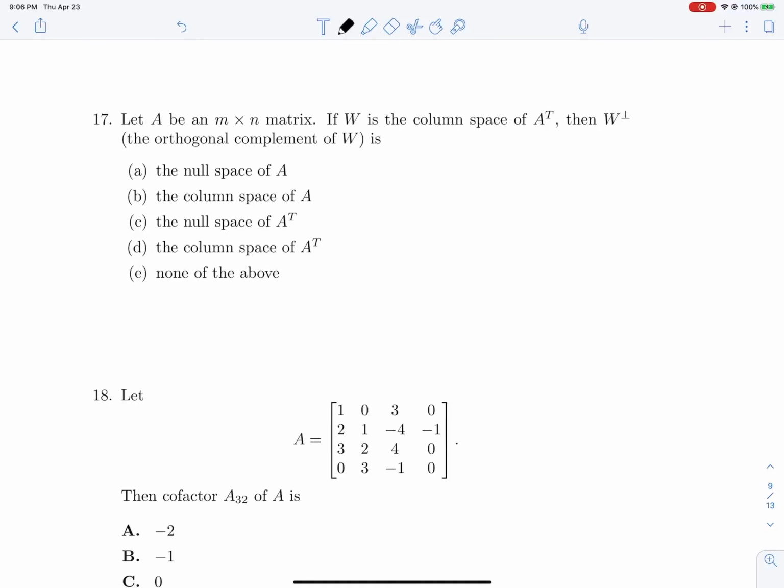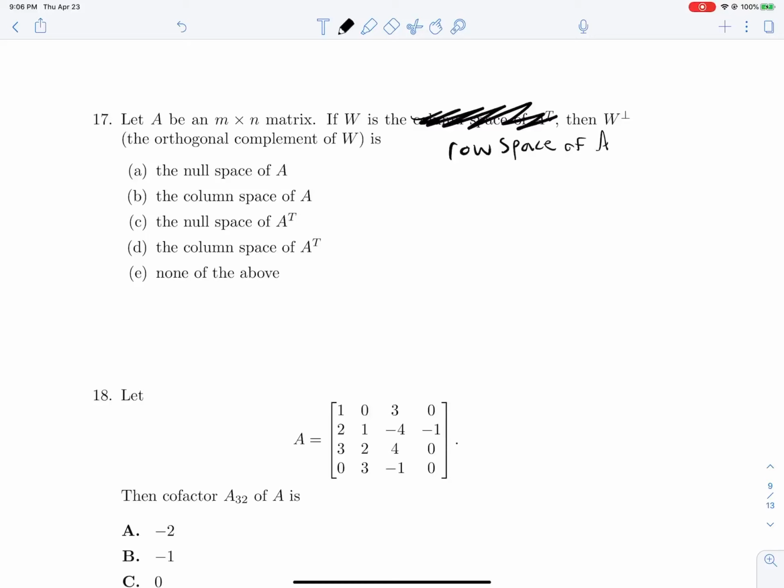17. Let A be an m by n matrix. If W is the column space of A transpose, let's not think about that. Let's think about the row space of A, because that's the column space of A transpose. Then the orthogonal complement of W is what? This is just something that you have to remember. The null space is orthogonal to the row space.